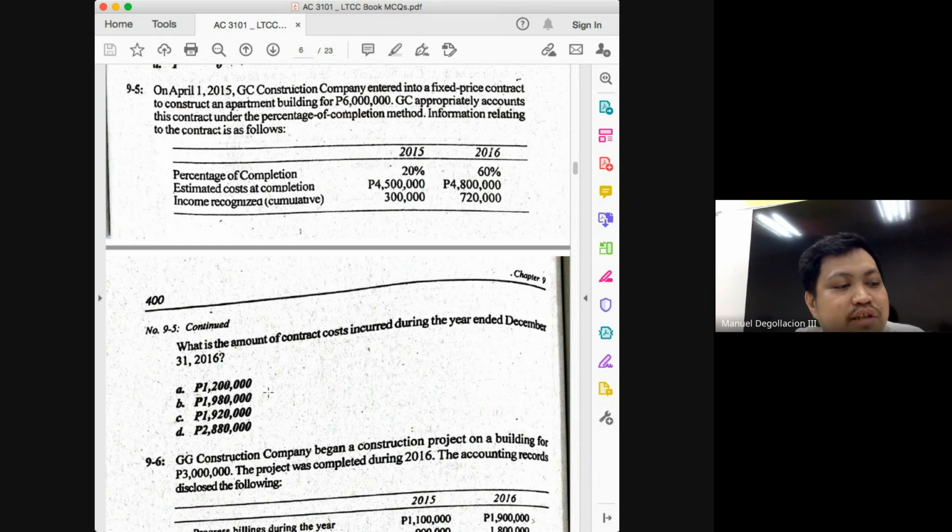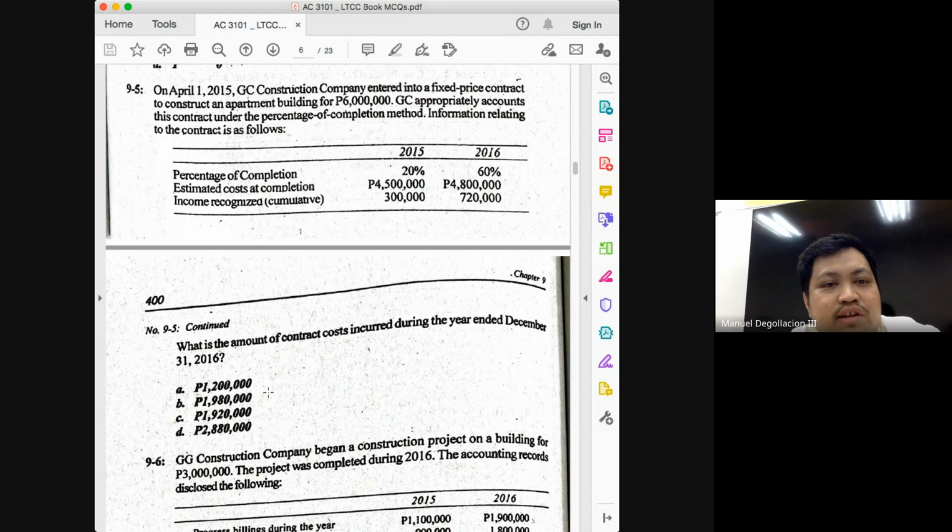Why is your cost incurred for the year the same as your cost incurred to date? Are they supposed to be equal every time? No. But on the first year, class, the cost incurred for the year will be the same as your cost incurred to date. Okay? So if you'll be asked how much is the cost incurred to date in 2015, 900,000. If you'll be asked how much cost have you incurred in 2015, it will also be 900,000. Okay? Let's do this also in 2016.